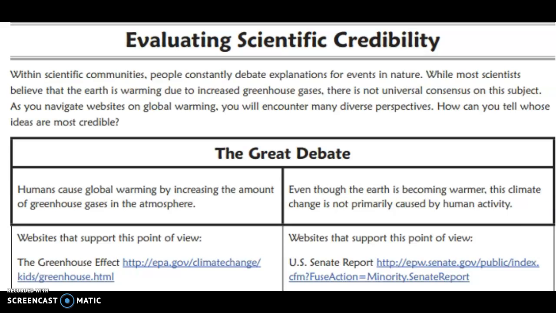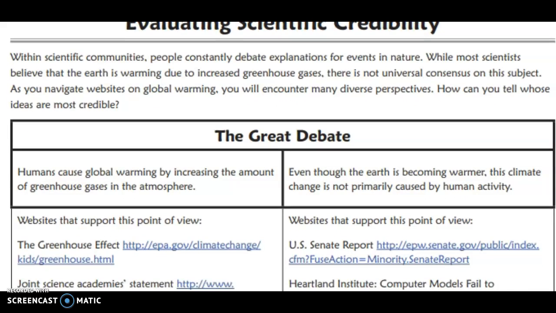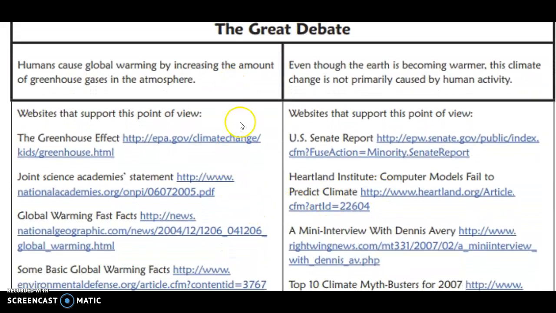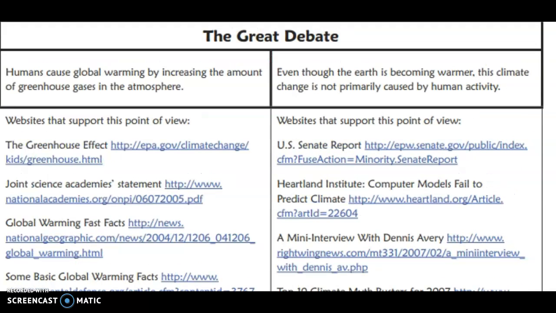I think it's caused by some other things. So, what you have here, you are going to look at some of these websites, okay? And you are going to pick just two. What I want you to do is choose one from this particular scientist's viewpoint. You're going to choose one of these. And then you're going to choose one of these, okay? Which one of these is more credible, okay?